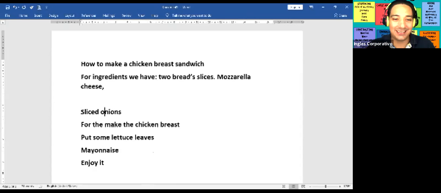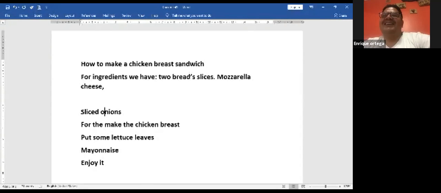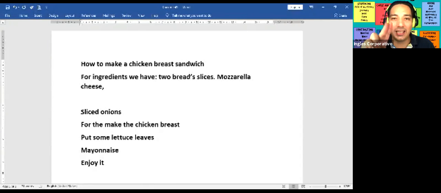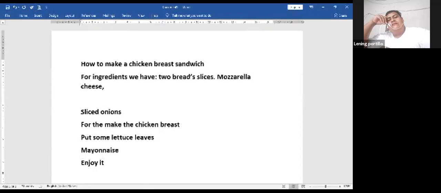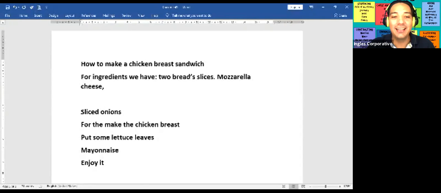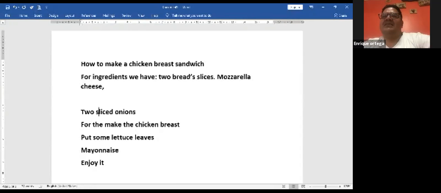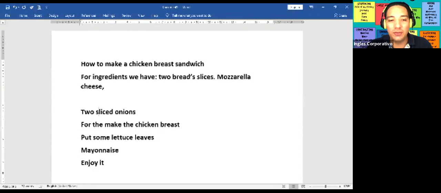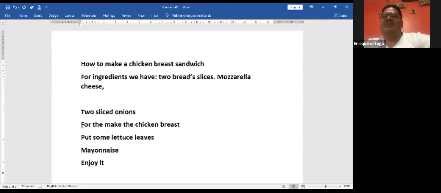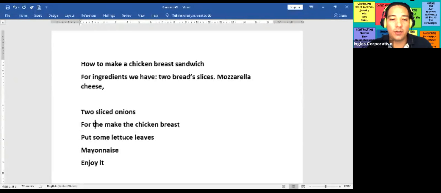Sliced onions. Sliced. Okay. Pero si se tratara de 12 cebollas en rodajas, ahí estás pluralizando. Sería sliced onions. Nice. Okay. Perdón, no te el two ahí. Two sliced. 12 cebollas rodajeadas.